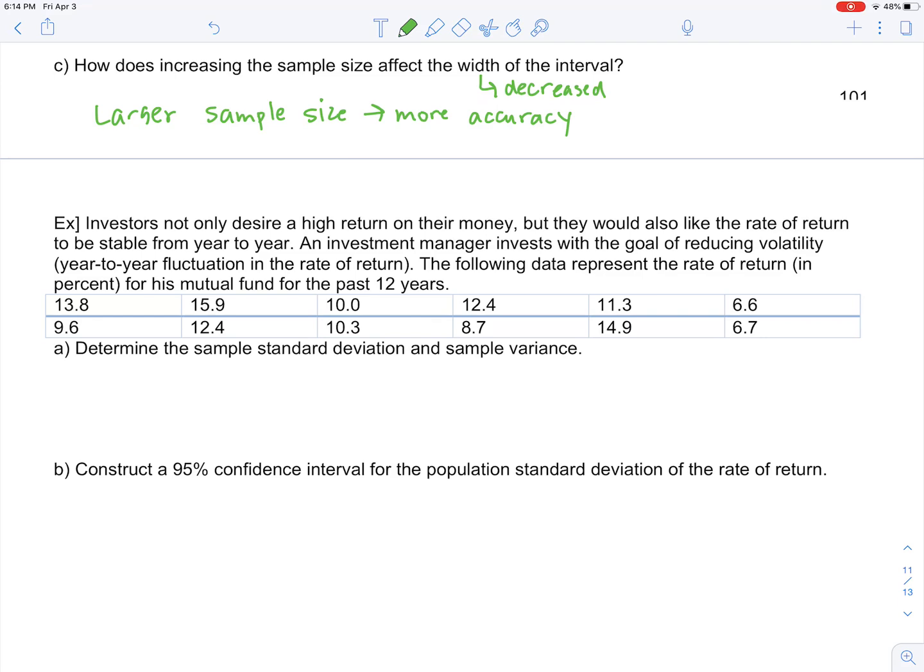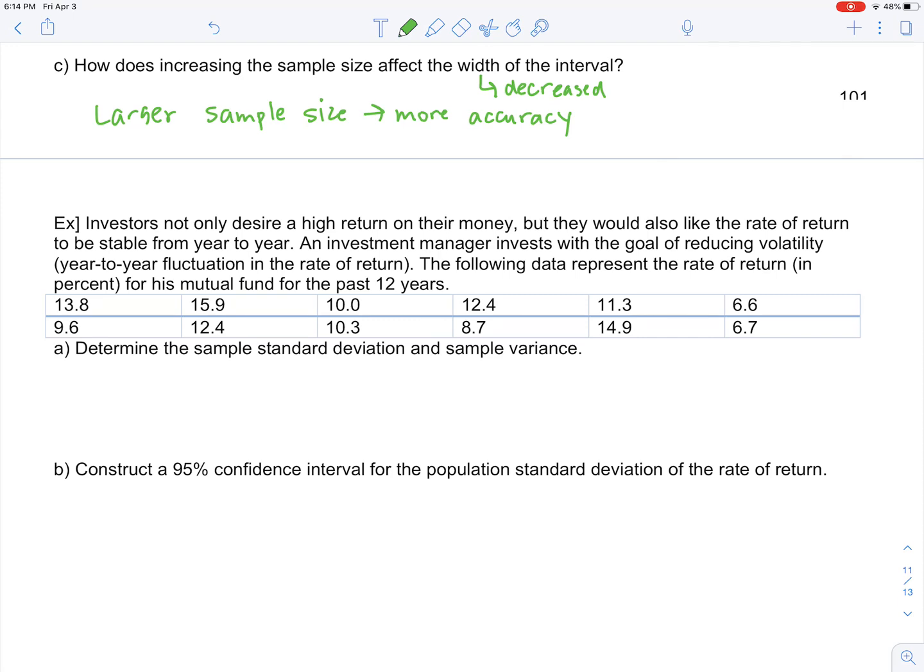Okay, stability is something that's measured using standard deviation. If the standard deviation is low, that shows stability. An investment manager invests with the goal of reducing volatility, which is year-to-year fluctuation in the rate of return. The following data represent the rate of return in percent for his mutual fund for the past 12 years. Part A, determine the sample standard deviation and sample variance.